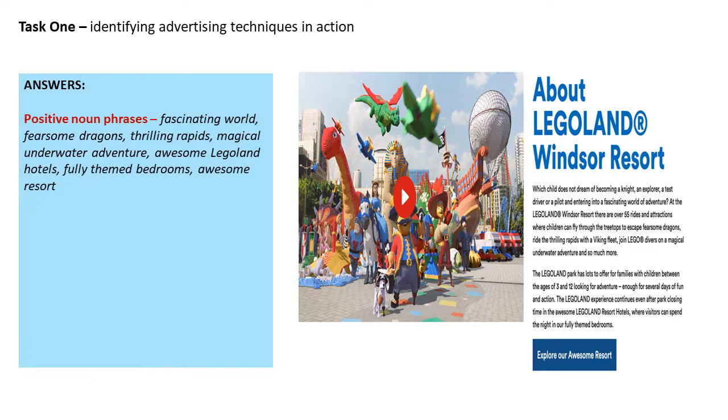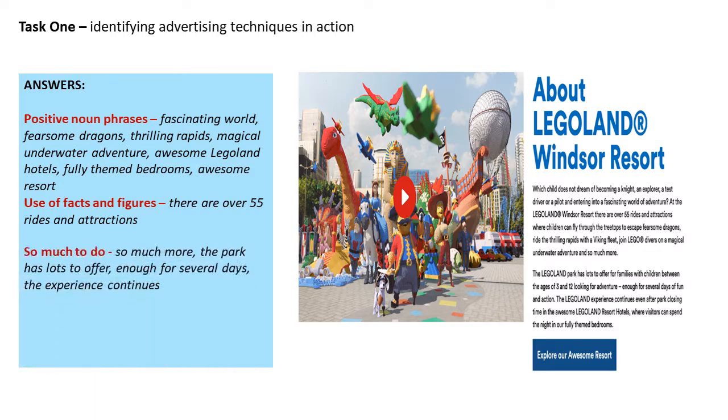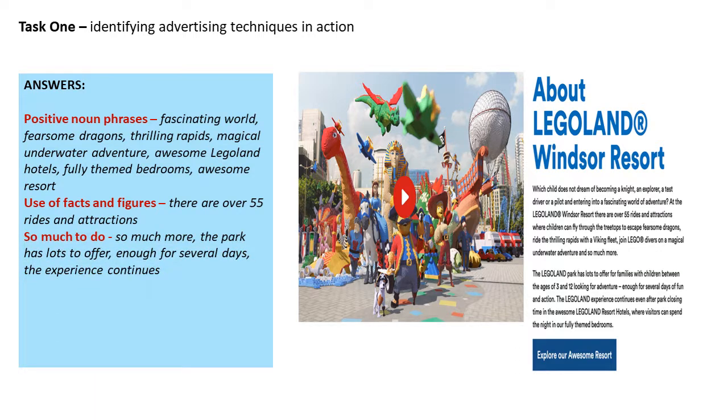We've got positive noun phrases, such as fascinating world, fearsome dragons, thrilling rapids, magical underwater adventure, awesome Legoland hotels, fully themed bedrooms, and finally, awesome resort. Use of facts and figures: there are over 55 rides and attractions. So much to do. So much more. The park has lots to offer, enough for several days. The experience continues.